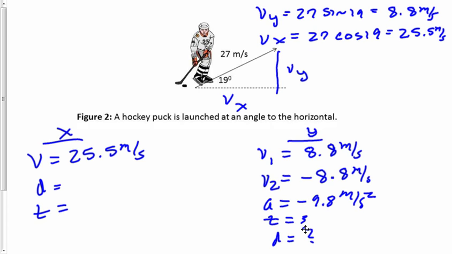Now, there are a couple of ways that you can use to find the time. We can start with the V2 equals V1 plus AT equation. So negative 8.8 equals 8.8 plus a negative 9.8 times time. Now this, of course, will be the easiest way of doing it. We do have another way of doing it, and I'll show you in a moment. So time is equal to 1.8 seconds.